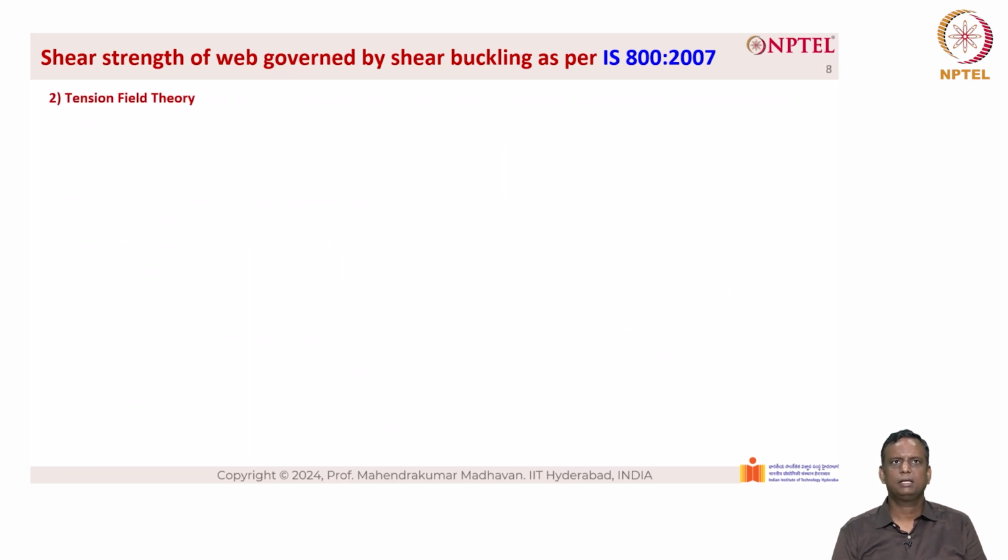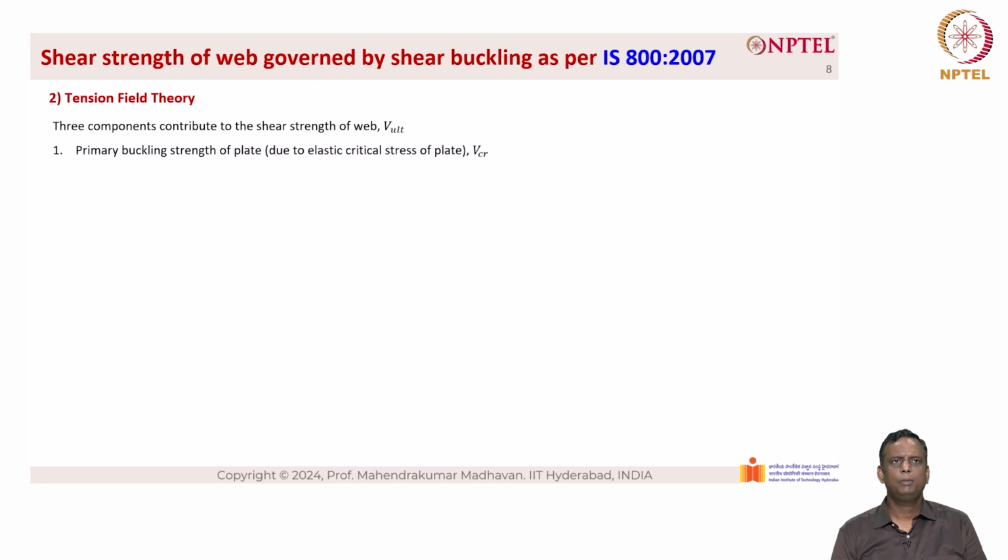Now tension field theory. Basically there are three components that contribute to the shear strength of the web, which is V ultimate. First is the primary buckling strength of the plate due to the elastic critical stress of the plate, which is VCR. The second one is tension field action of the web. The third one is the plastic moment capacity of the flanges. The first one is described as stage 1, the second one as stage 2, and the third one as stage 3, right.